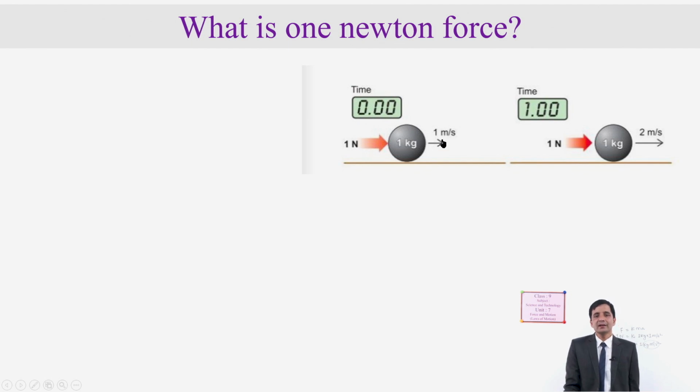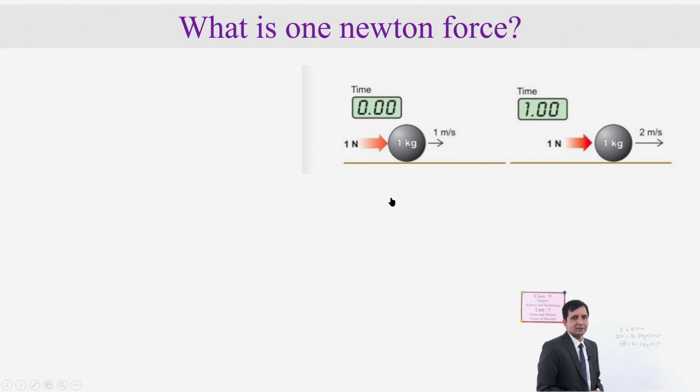Look at the figure, the velocity of the body is increased from 1 meter per second to 2 meter per second in time, which is displayed by the clock. Look there, 1 second. In the duration of time 1 second, if its velocity increases from 1 meter per second to 2 meter per second, you know what is the change in velocity? So easy, 2 minus 1 is equal to 1. So 1 meter per second square is the acceleration produced on the body.